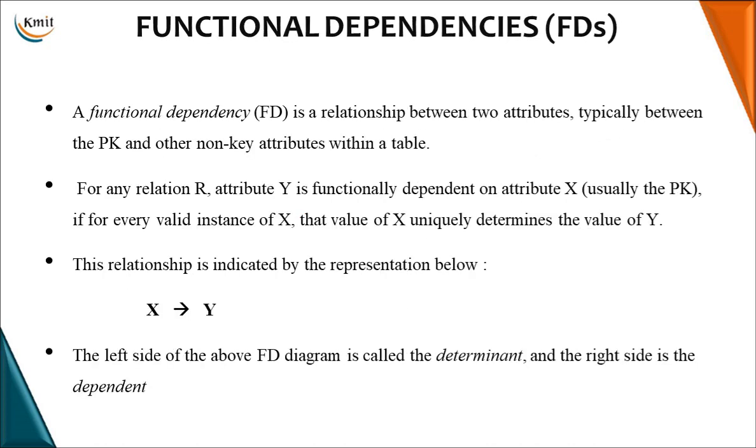So basically, functional dependency is nothing but the relationship between two attributes. Typically we say it is between the primary key and the non-key attributes. That is, they are functionally dependent. See this part, X determines Y. When I say the left hand side, that is X here, it is called the determinant and the right hand side is called the dependent. So Y is dependent on X. So X can determine Y.